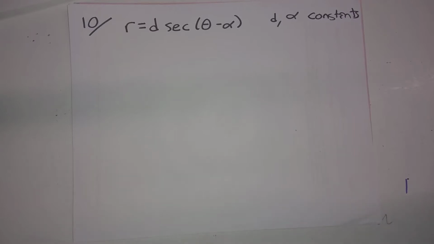Problem number 10. Let d and alpha be constants. Prove that the polar form, r is equal to d secant of theta minus alpha, describes a line in the xy plane. So there's two issues here.